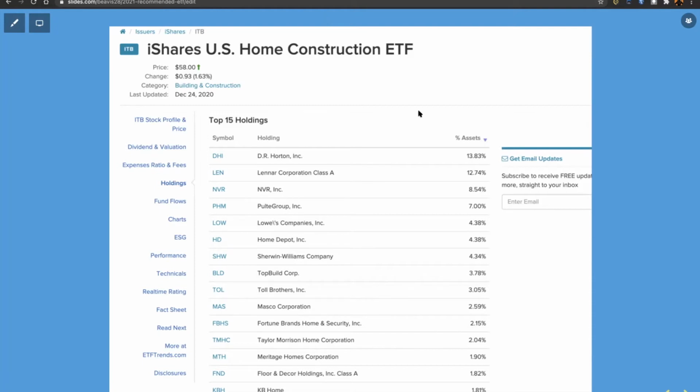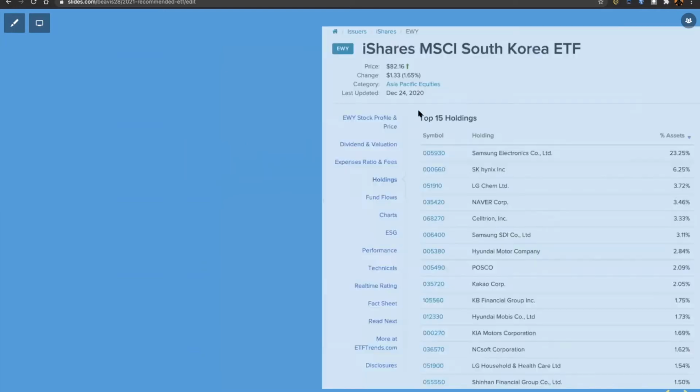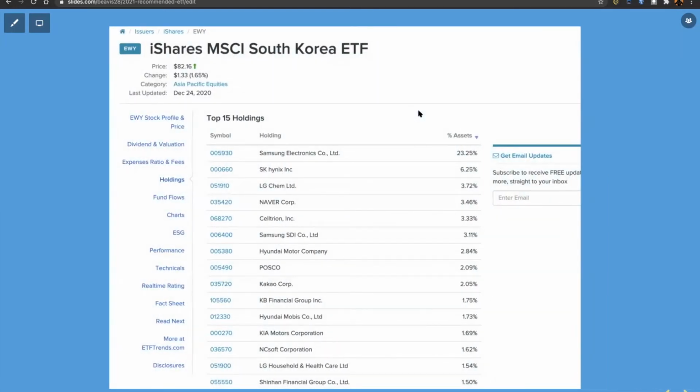Okay, let's go to number 9. Ranking number 9 is the South Korea ETF. This one also surprised me. I don't know why this South Korea ETF was popular, but one thing I can say is semiconductors. The semiconductor industry has been recovering very quickly over maybe the last 6 months. That is the main reason, I think.